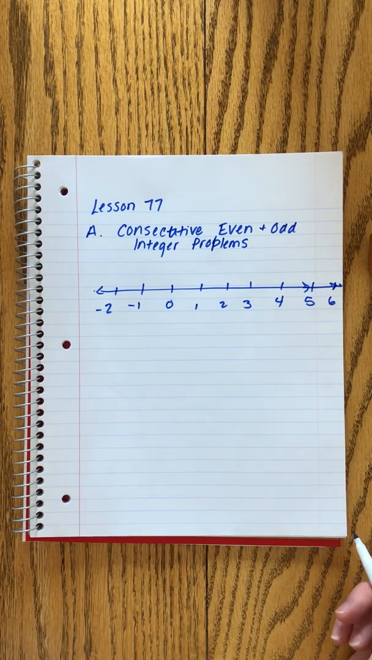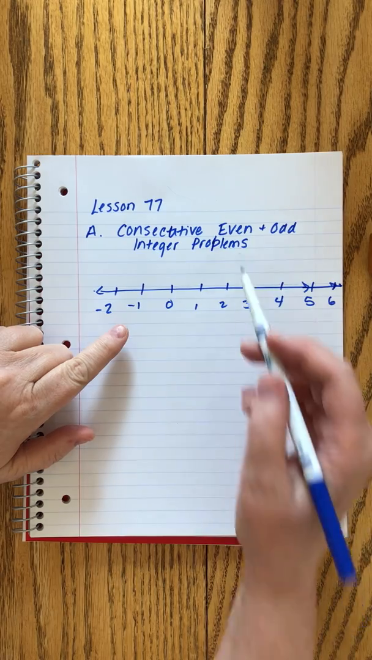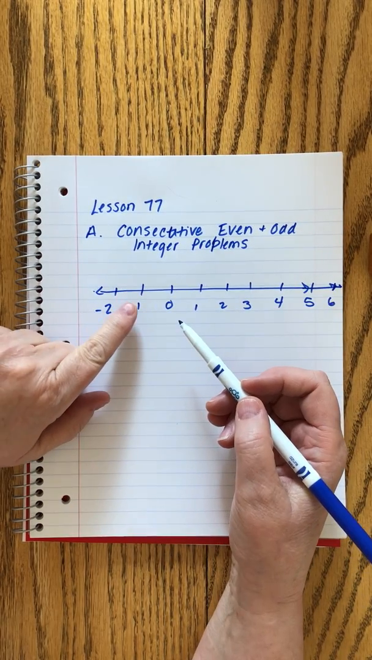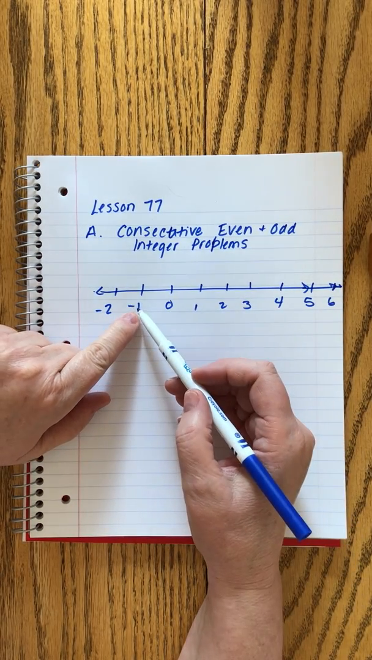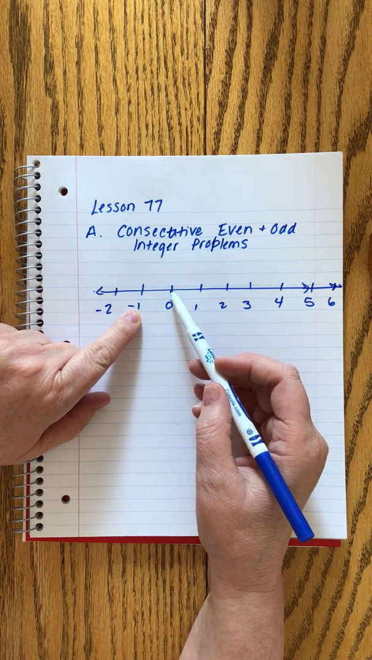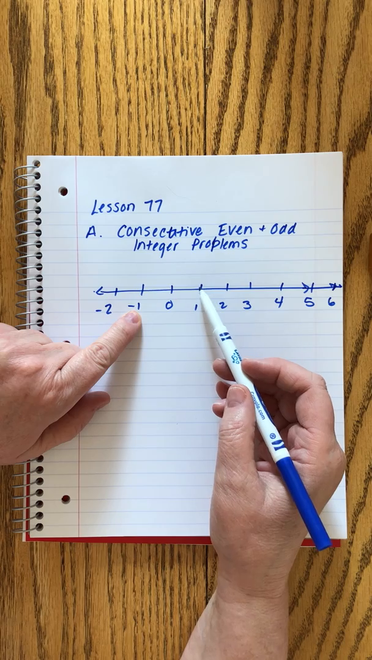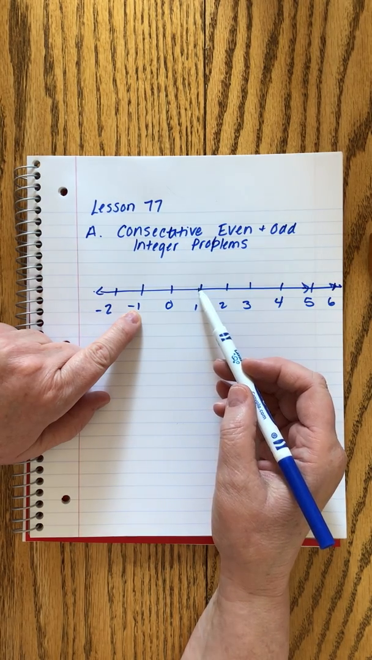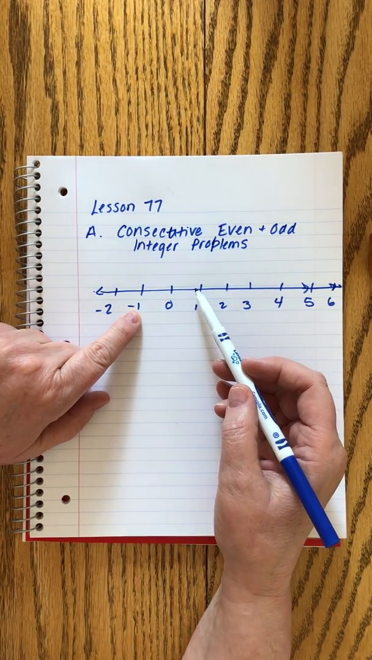Squeezed a bunch of numbers onto this. If we are talking about consecutive integers, not even or odd, the way we did it before, we would say, okay, let's let the first number be n. Then the next number would be n plus 1, and the next number would be n plus 2. That's 3 integers in a row, consecutive integers, right?